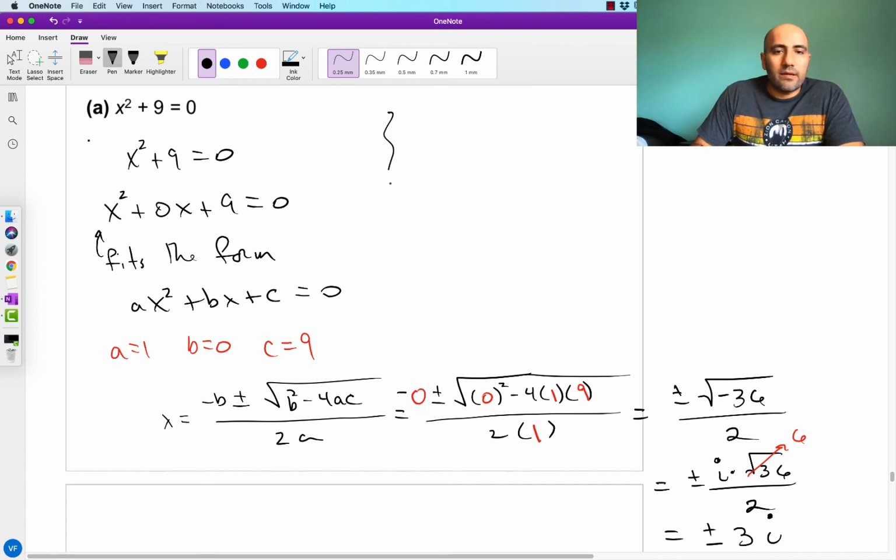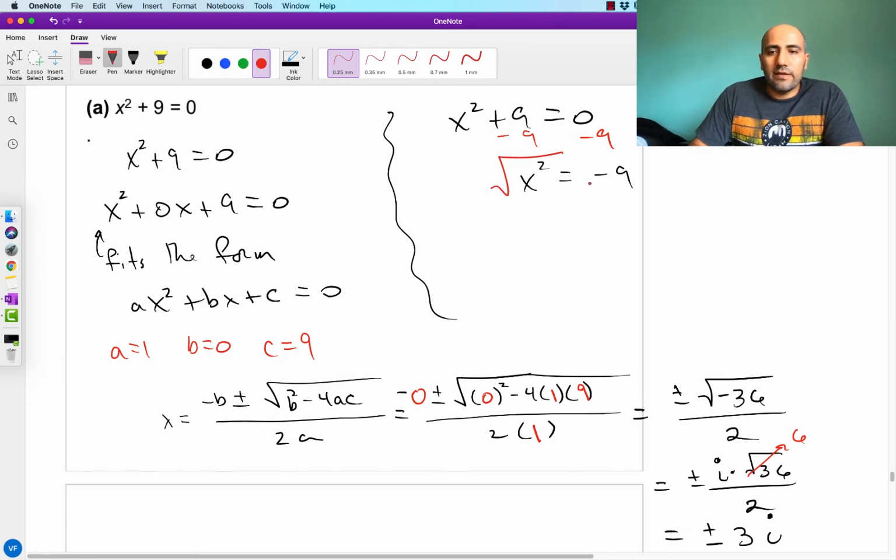All right, well, that was way too much work. This is a really simple one, so we could just do it this way instead. Equals 0. Let's subtract 9, minus 9, minus 9. And so we end up with x squared equals negative 9. Now we can do our square root on both sides.